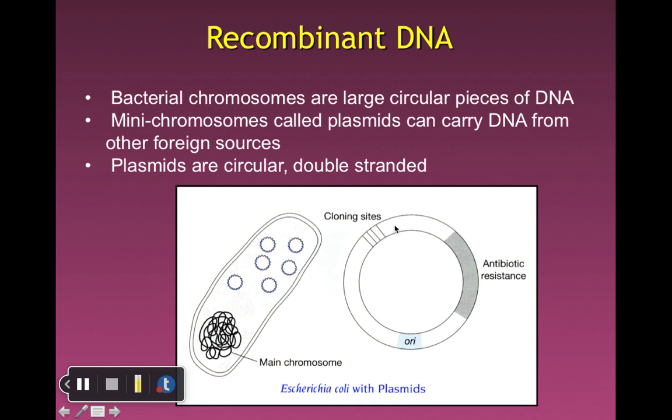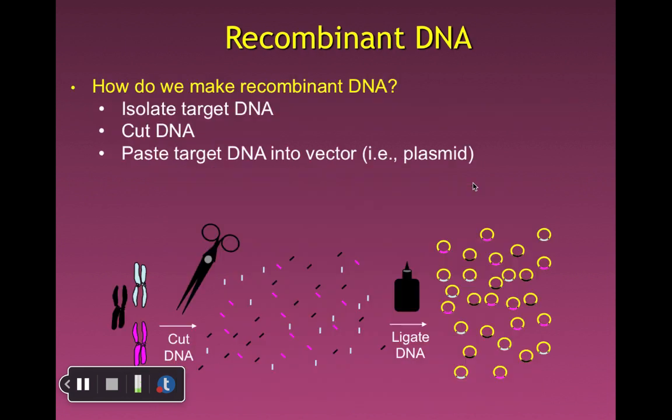These are regions where the plasmid can be split apart with various enzymes. And if we're interested in using this plasmid as, say, a vector to move DNA from one species to another, we can take advantage of these cloning sites and insert specific genes into those regions.